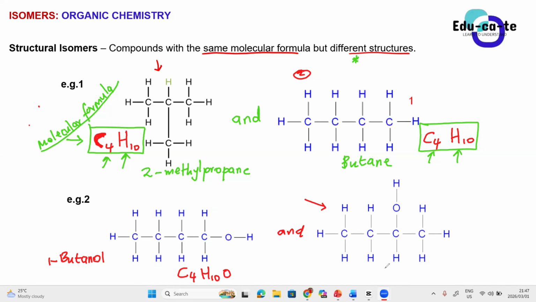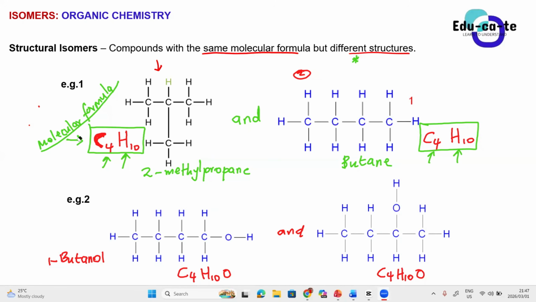C4H10O. So it's C4, H10, and O. So we have 4 carbons, 1, 2, 3, 4, and 10 hydrogens. If you count the total number of hydrogens in this, they are 10. And then you have 1 oxygen here, guys. You don't only count the carbons and hydrogens, you count each and every element that is present in this particular organic compound.